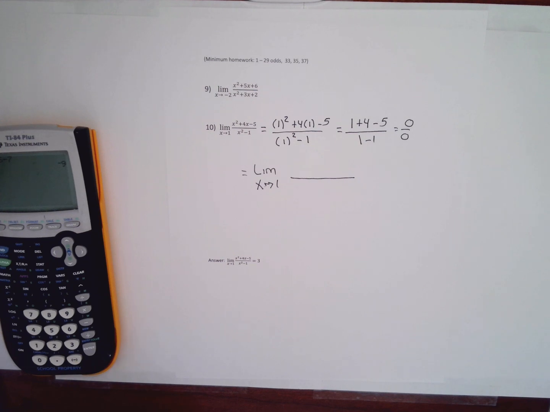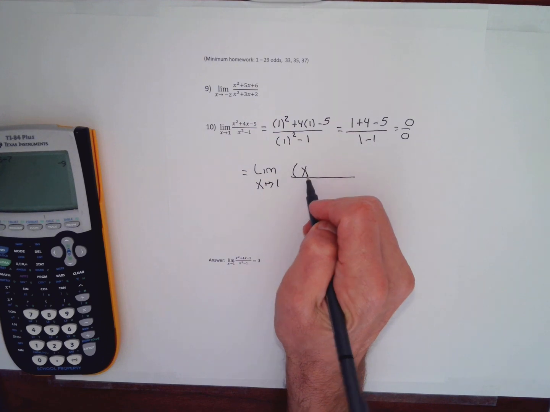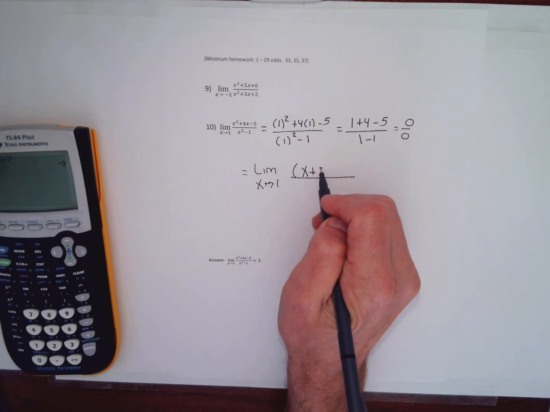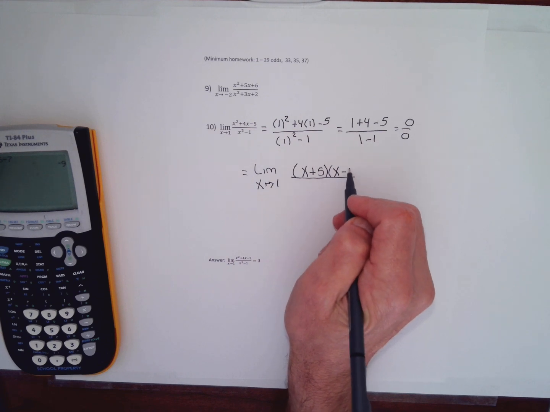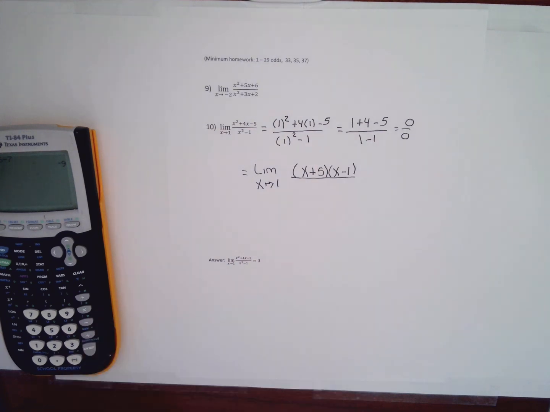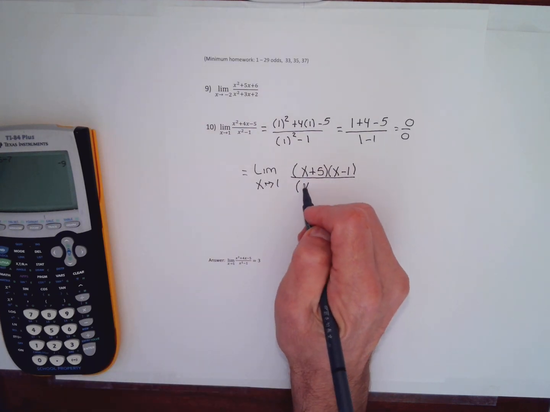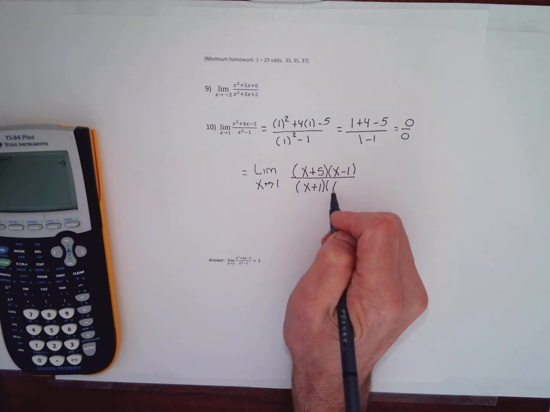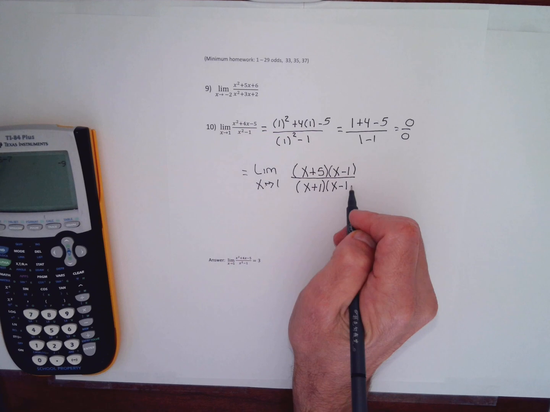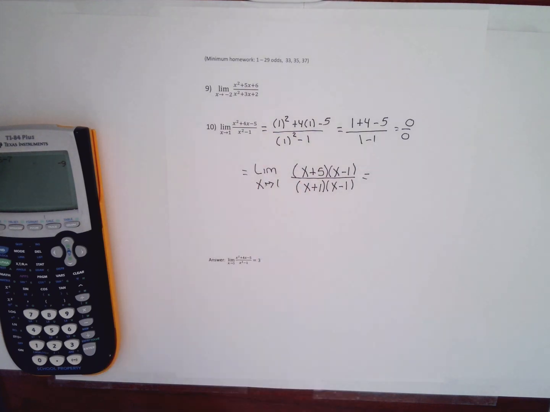Hopefully your factoring skills are good enough that when I factor this and say this is x plus 5 times x minus 1, that doesn't leave you stumped. If you can't factor something this basic, you gotta get that factoring skill beefed up, because you gotta be able to do just basic factoring. I don't think I put much hard factoring on tests. The denominator is the difference of squares.